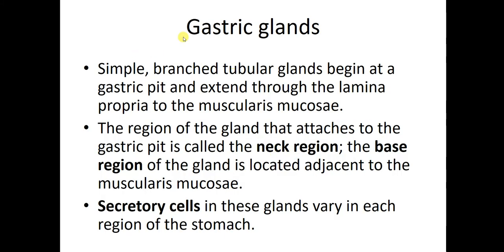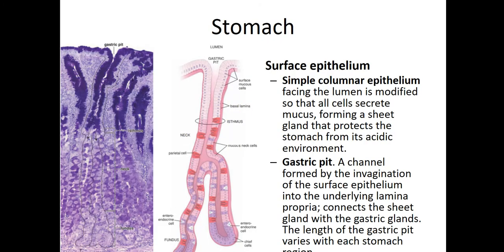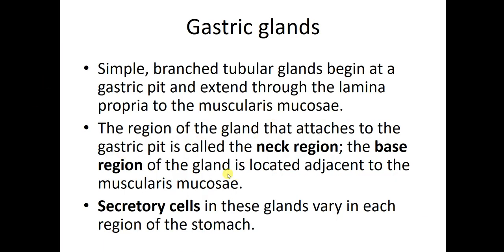Okay, so gastric glands. Gastric glands are simple branched tubular glands that begin at the gastric pit and extend through the lamina propria to the muscularis mucosa, as shown here. Here we have the muscularis mucosa. Between these glands we have a very small amount of loose connective tissue. The region of the glands that attaches to the gastric pit is called the neck region, and then the base region, or isthmus. The base region of the gland is located adjacent to the muscularis mucosa, as I said before.